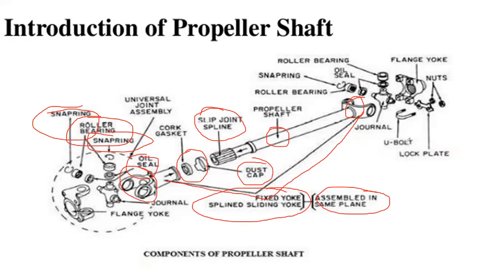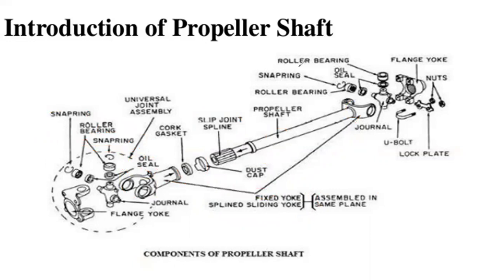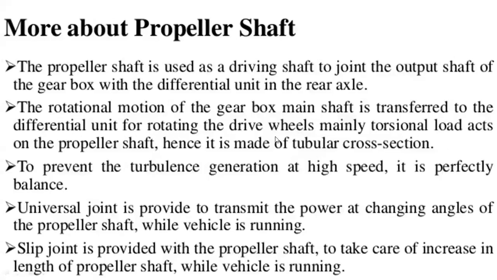nuts, U-bolt, lock plate, journal, oil seal, roller bearings, snap ring, roller bearing. Okay, the same components are involved at the two ends of the propeller shaft. One end of the propeller shaft is connected to the engine driving shaft, and the other end of the propeller shaft is connected to the differential driven shaft. Okay, these are the different components of the propeller shaft.